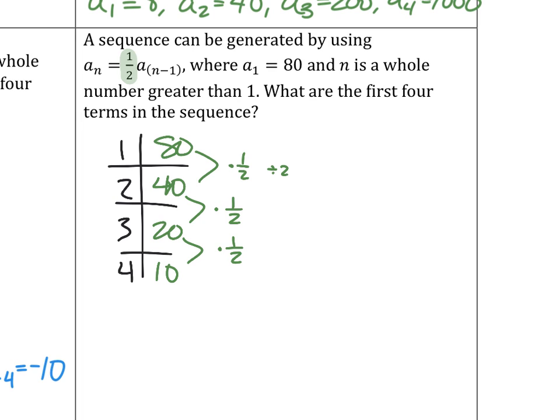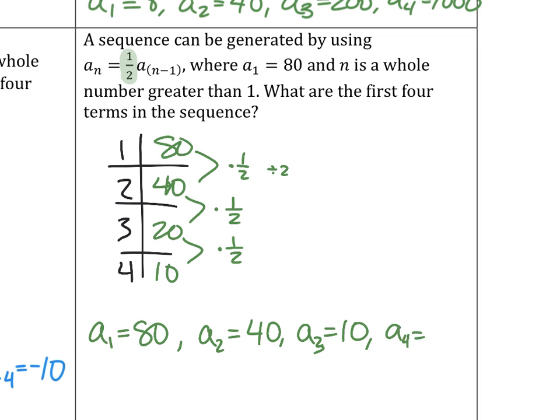So the first 4 terms in the sequence are 80, 40, 10. Nope, I missed a number. That's embarrassing. Classic.